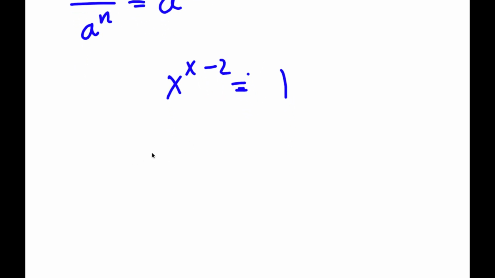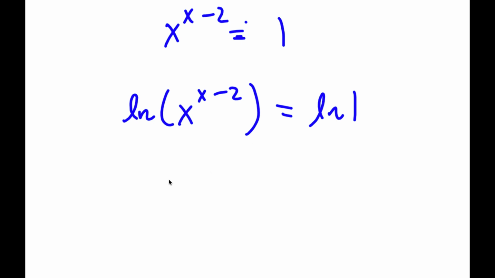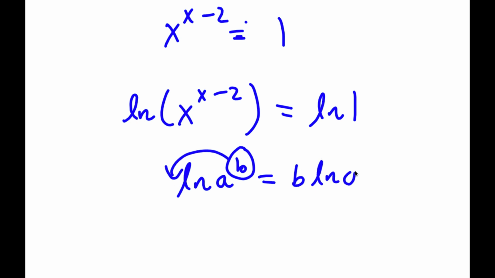Now, I'm going to take the natural log on both sides. So now I have ln of x to the power of x minus 2 is equal to ln 1. And if I have something in the form ln a to the power of b, I can actually move this exponent b to the front. So this is going to equal b times ln a.